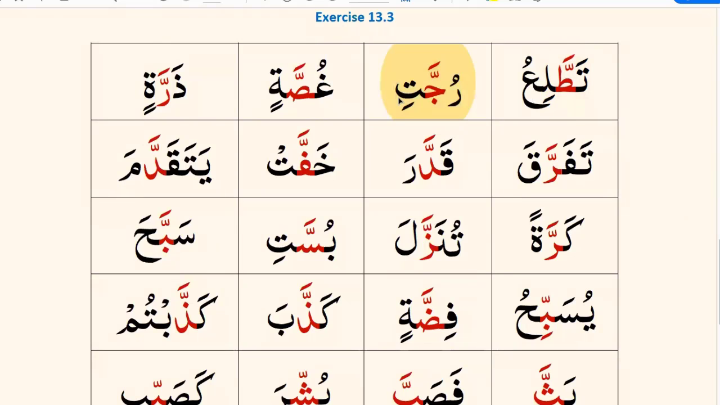So, here we have a ra, and we have to join it to the mushaddad jim. So we will say ruj, and then we have a fatha on top of the jim, rujja. Rujja. And what letter is this? Da. And we have a kasra underneath. How will we say that? Ti. Well done. Excellent.